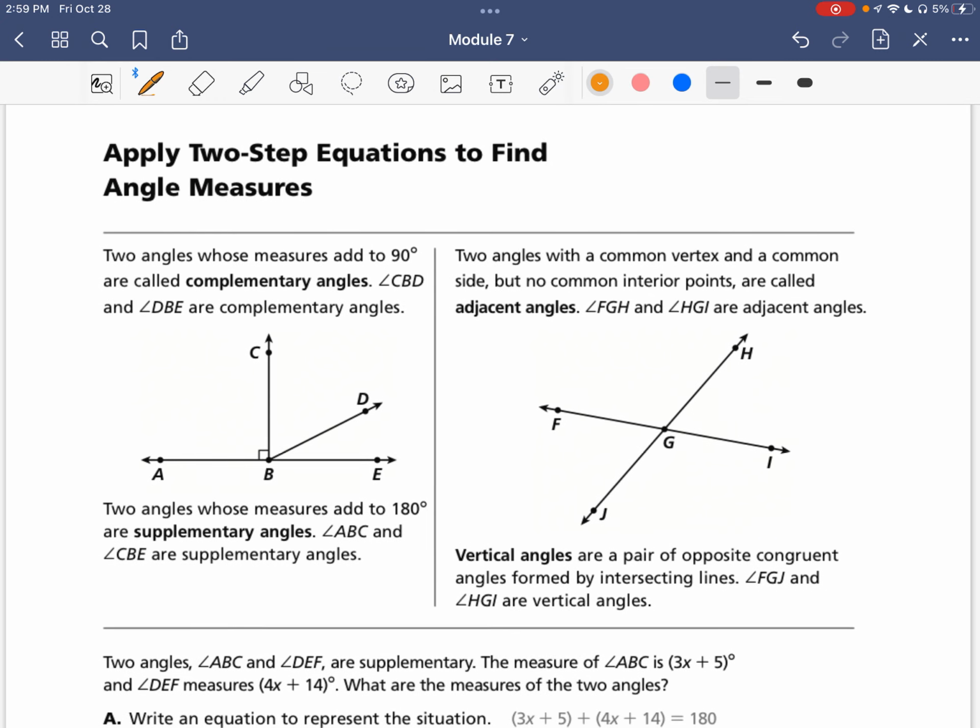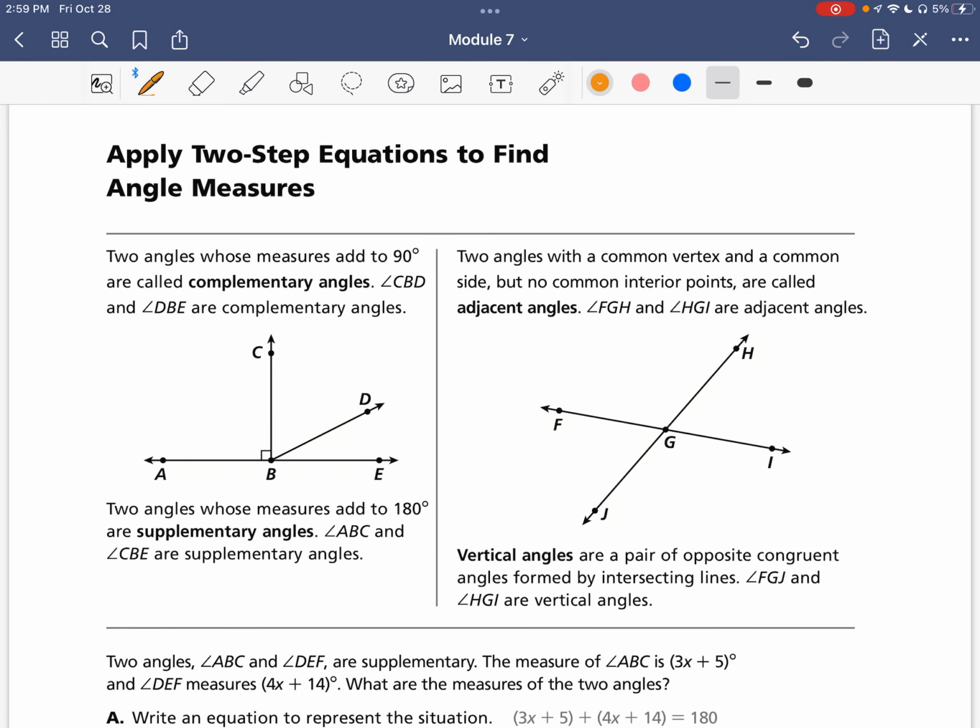Let's review some vocabulary. Two angles whose measures add to 90 degrees are complementary. So complementary would be like angle CBD and angle DBE. Adding these two angles together equals 90 degrees.